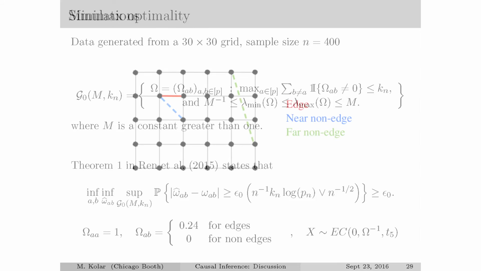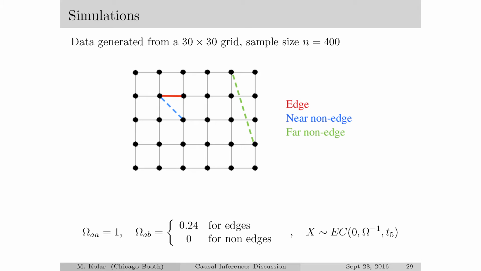Okay, simulation studies. I guess the point is that this works. The data generating process is: you have a lattice, and we generate data from an elliptical copula model where the scale parameter is a t distribution with 5 degrees of freedom. So it's a very heavy-tailed distribution. And what you can show is that you get asymptotically normal estimators, whereas others don't.